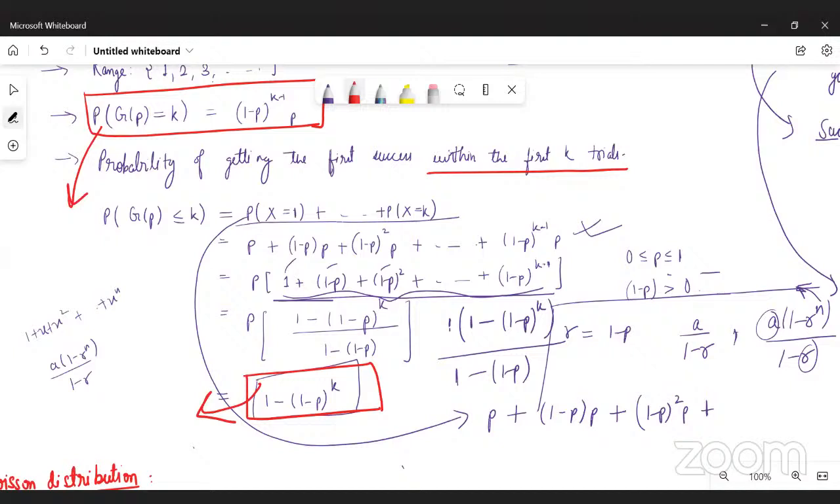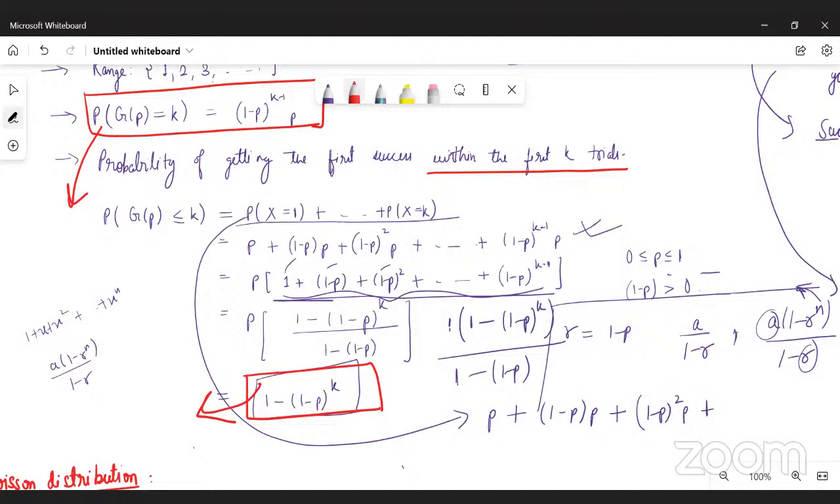No, it's not like that. Take the same example I gave you before: you have a coin and you're tossing it repeatedly, and you are interested in finding on which trial you are going to get the first head. So the first head can start from 1, 2, 3, up to infinity.